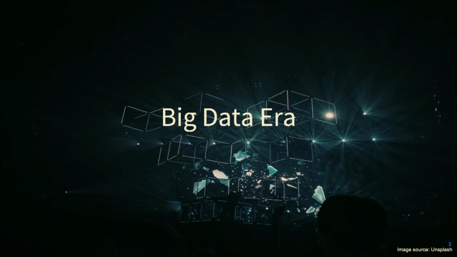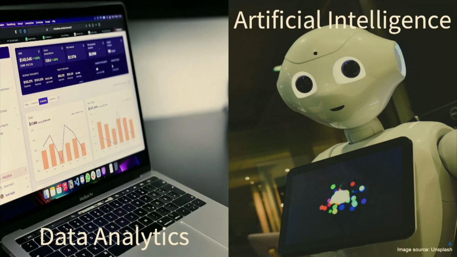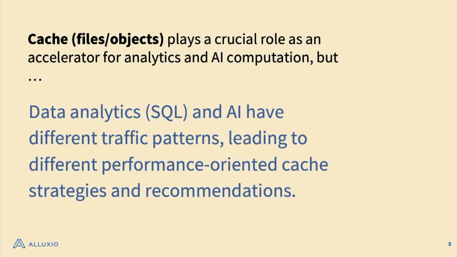Maybe let's begin. In general, we have now arrived at the big data era, which means that we are facing a very large volume of data sets to handle. To handle this very large volume of data, there are mainly two different types of workload. One is data analytics, which means that we want to do some data analysis on the data set to gain some insights from the data. The other workload is artificial intelligence. For example, we may want to train some machine learning models from the data set to learn from the data set. No matter whether the workload is for data analytics or artificial intelligence, the data cache plays a very crucial role here. The cache here mainly refers to the data cache, which is used to cache files or objects.